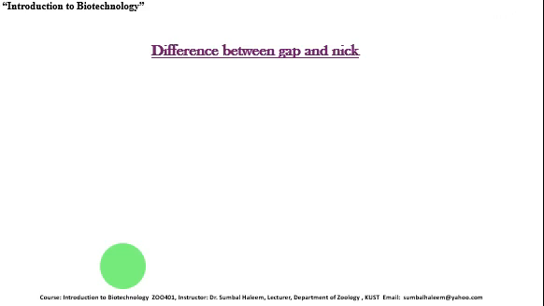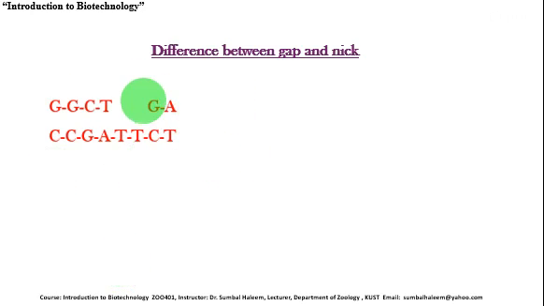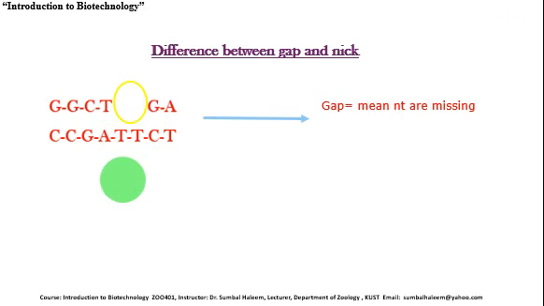Let us make it more clear with an example. Here you can see in this sequence that two nucleotides are missing that must be complementary to the thymine, and that must be adenine. This means that in this sequence the nucleotides are missing. It means that a gap exists in the DNA strand.